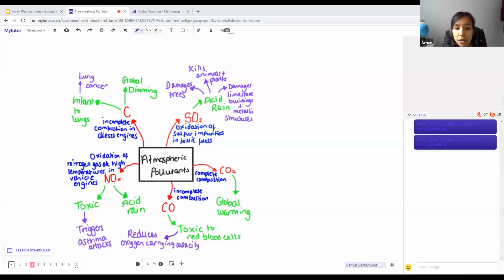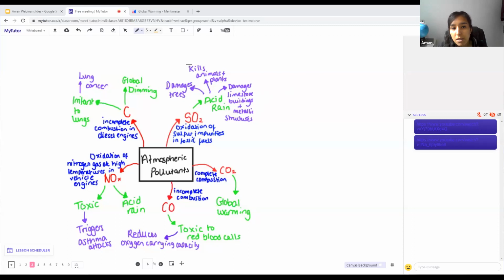Someone's asking about why nitrogen oxides also lead to acid rain. I'll come on to that when we talk about nitrogen oxides. Yep, so someone's talking about limestone. So that's over here, we'll talk about that in a second. So that's why it damages trees. It's to do with the waxy layer of leaves and plants being damaged by the sulfuric acid in the acid rain.